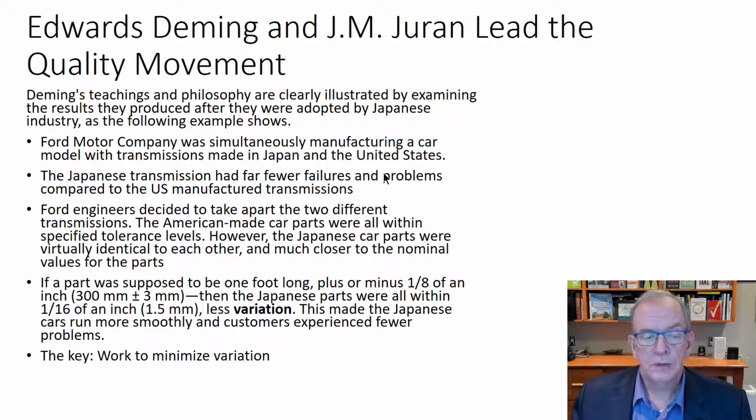The tolerance levels: 300 millimeters plus or minus 3 millimeters, that was their tolerance. But when they checked the Japanese parts, they were only 1.5 tolerance. The Japanese checked the designs and saw that it wasn't going to be a big deal to reduce the variations. We'll do X, Y, Z, and then we will build a better product without any extra work, really. It's just how they set up their systems to flow with that. And so they were producing much, much better transmissions. The key word is work to minimize variation. Variation causes a lot of problems.